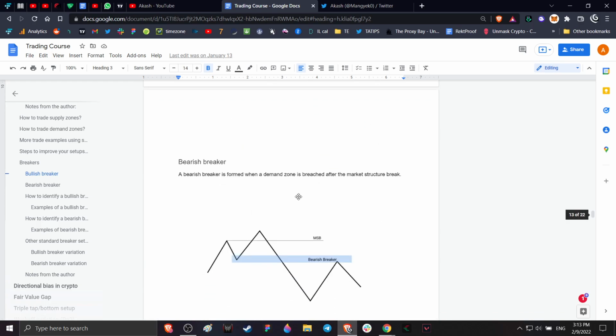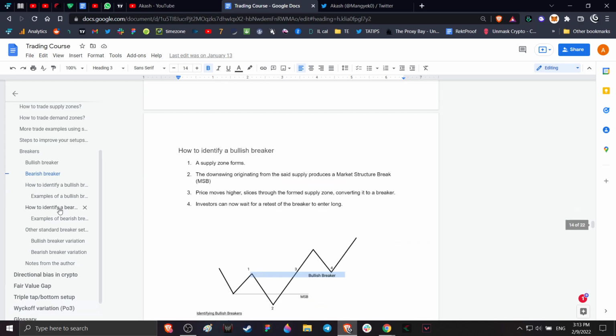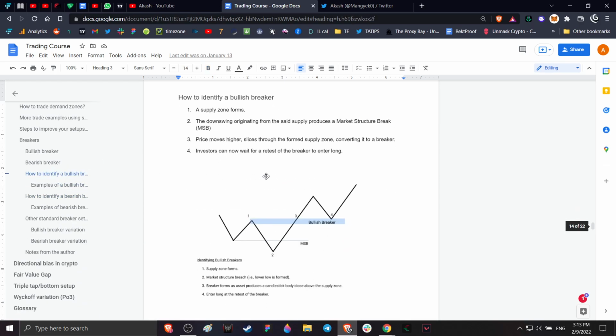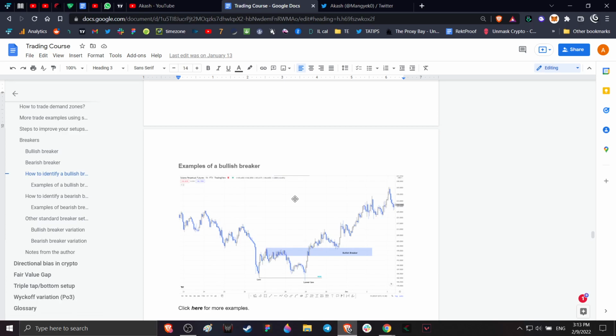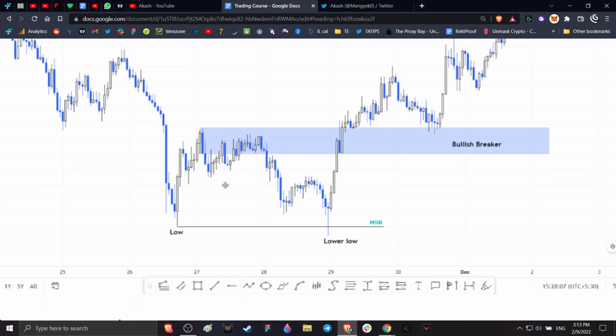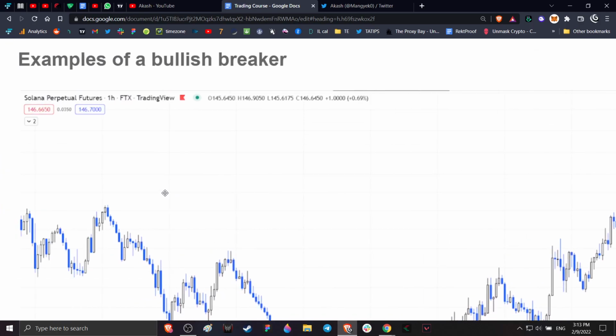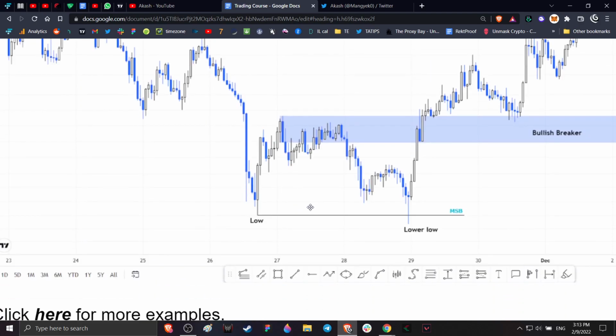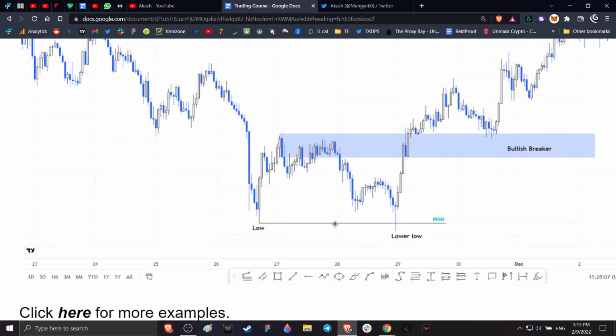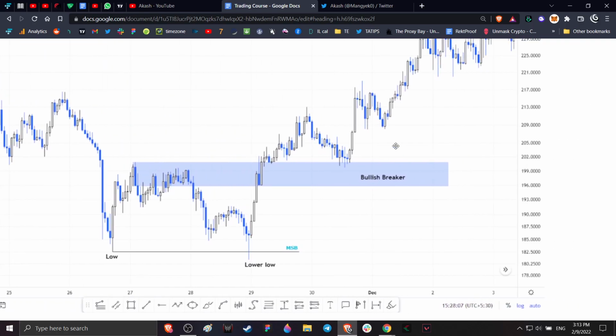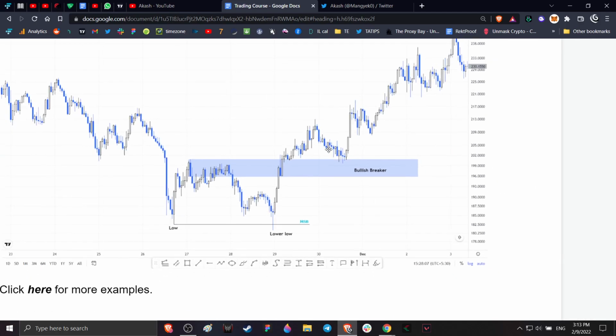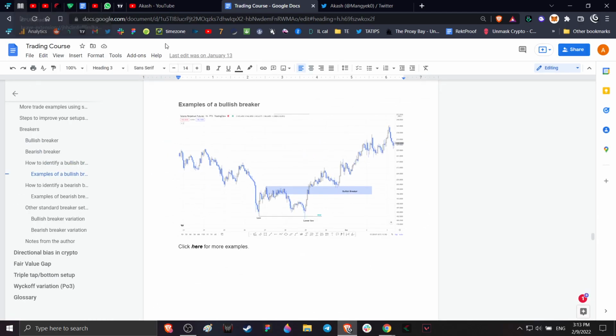A good example would be this one here, which is Solana. So in this one, price forms a lower low, which produces a market structure break. And then we look at the demand zone formed here in between these two troughs and enter long at the retest of this particular bullish breaker. So basically that's how a bullish breaker works.